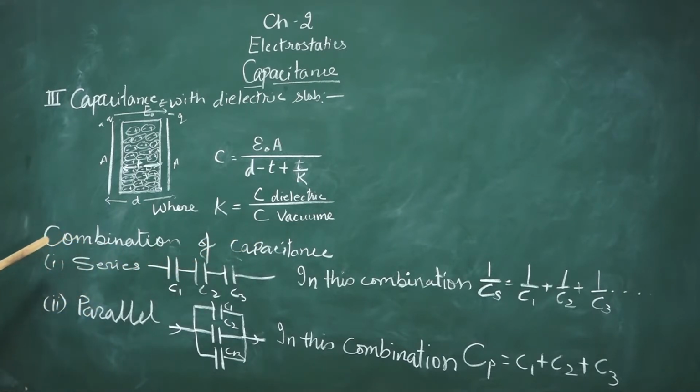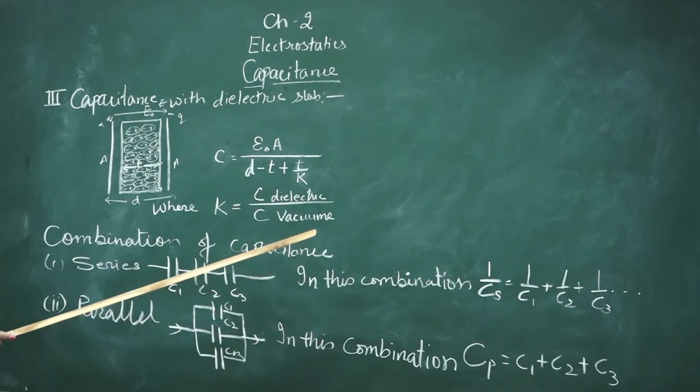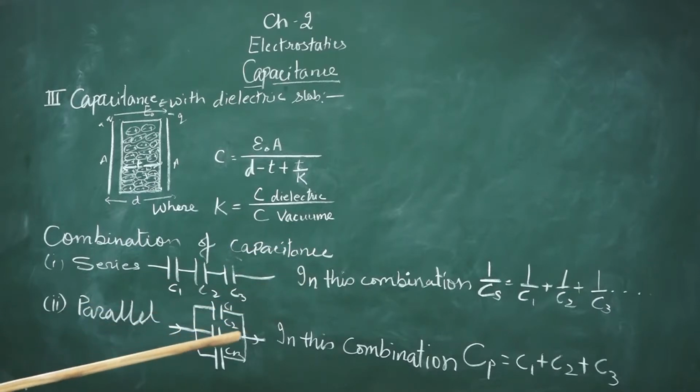Now the next topic is combination of capacitance. Capacitors can be connected in two ways, series and parallel. Let us see what happens in series. C1, C2 and C3. As we know, the charge is the same in these, but the potential will be different. If we find out the potential, we get the formula 1 upon Cs, where S represents series, is equal to 1 by C1 plus 1 by C2 plus 1 by C3 and so on.